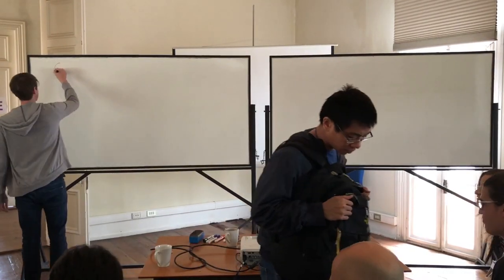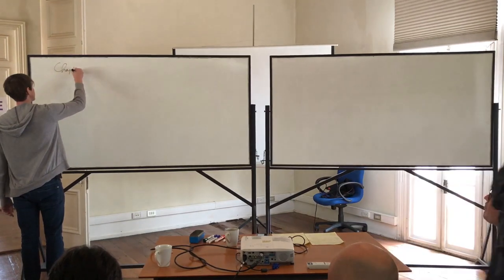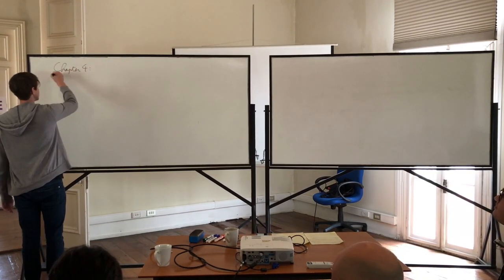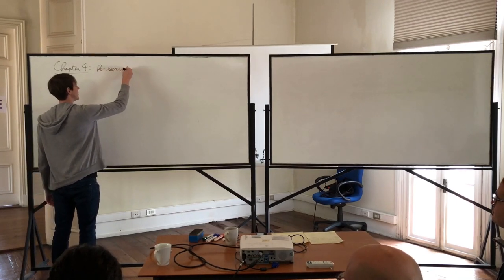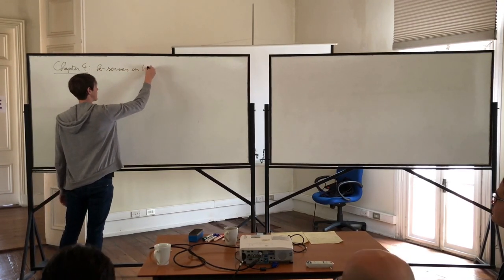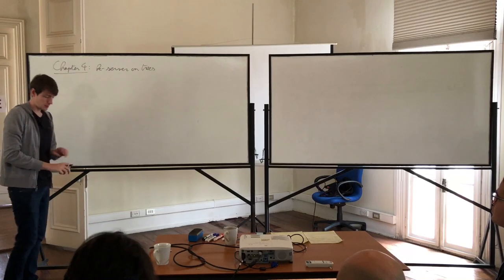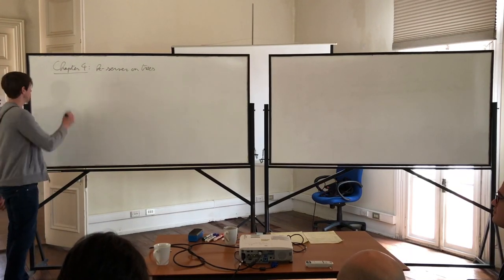So it's the last chapter, the last lecture, chapter 4. And this is going to be about K-server, K-server on trees. Okay, so let me remind you the problem.